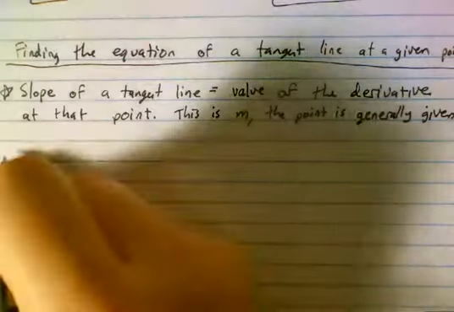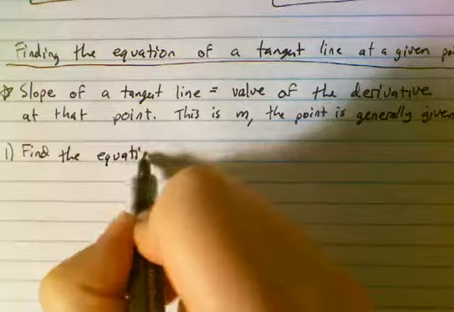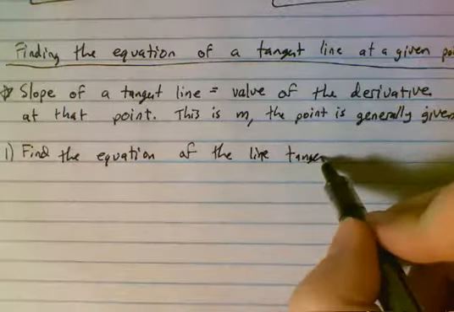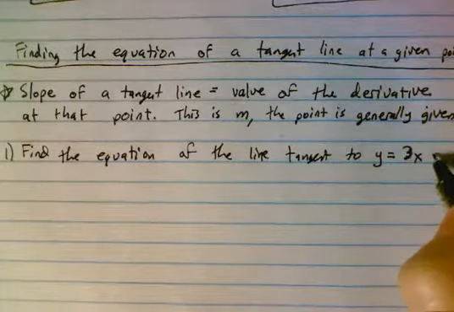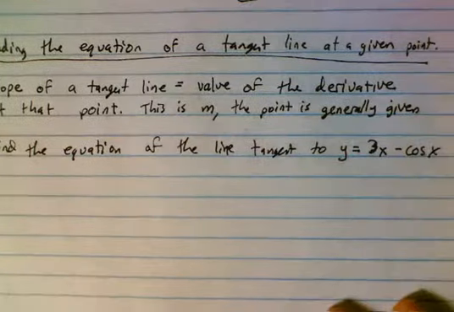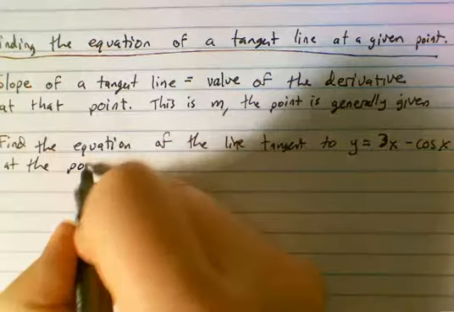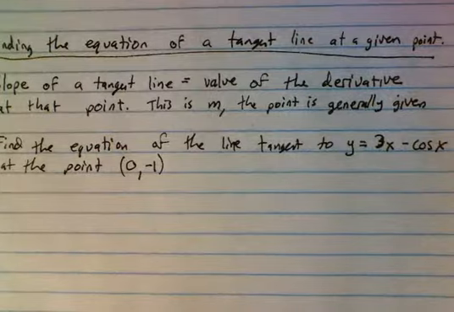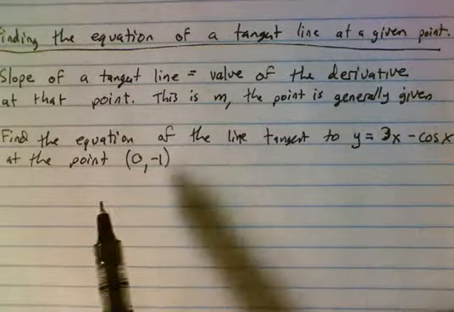So let's go ahead and do a problem. Find the equation of the line tangent to y equals 3x minus cosine x at the point (0, -1). The vast majority of the time this is going to show up in a non-calculator question, so let's do this without the calculator. The first thing that we need for the slope of the tangent line is to take the derivative of this.